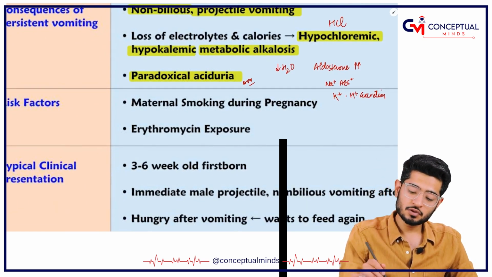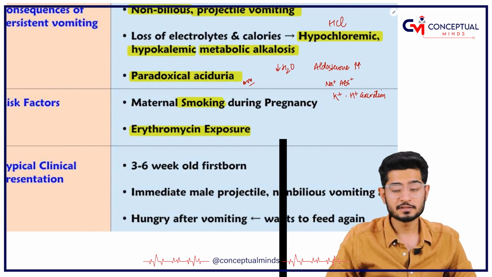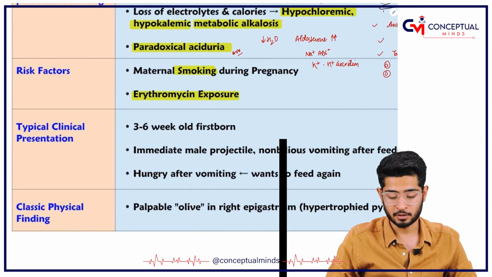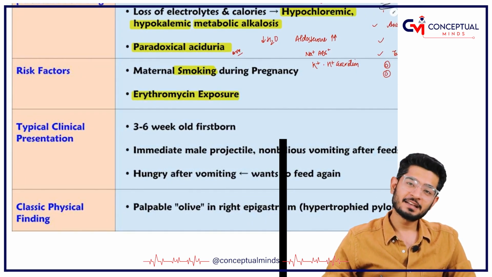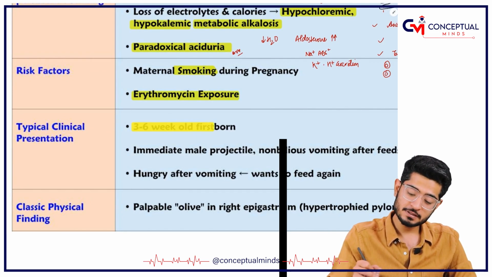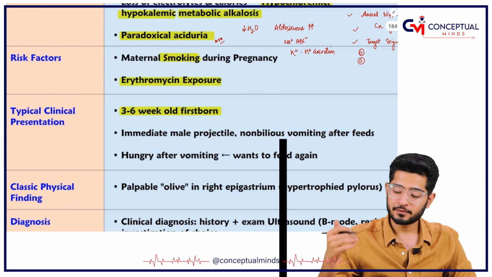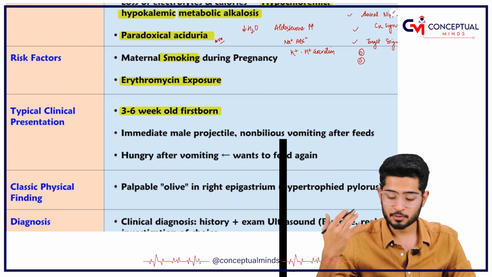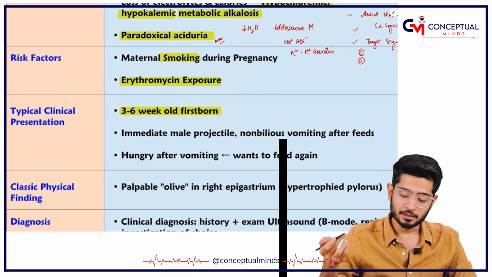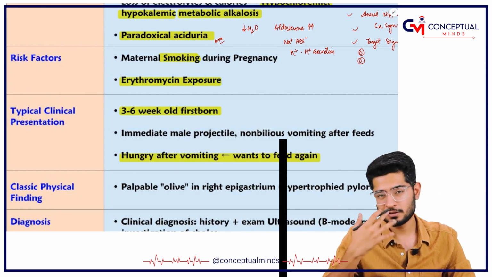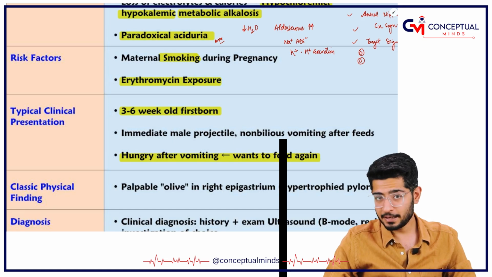CHPS has a very strong connection with erythromycin and smoking, so please don't forget this. These are important. Erythromycin and smoking are extremely important. Now please understand that it is mostly seen in 3 to 6 weeks old first newborn, and there will be non-bilious, projectile vomiting, and the child is going to be hungry after vomiting because everything is going to get expelled out.